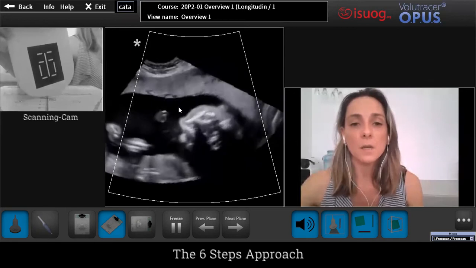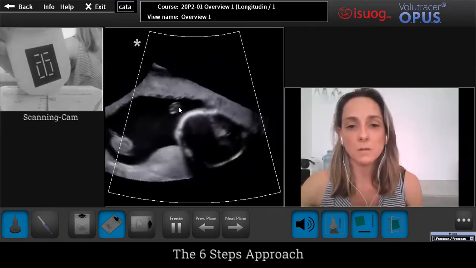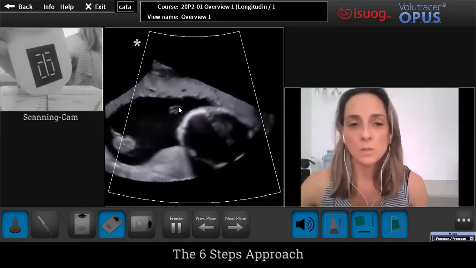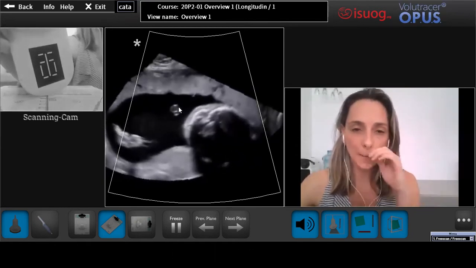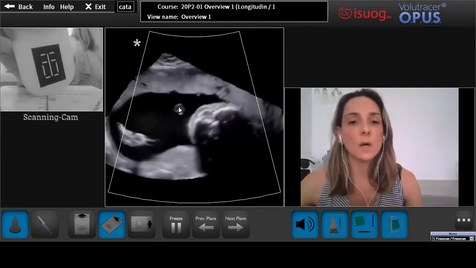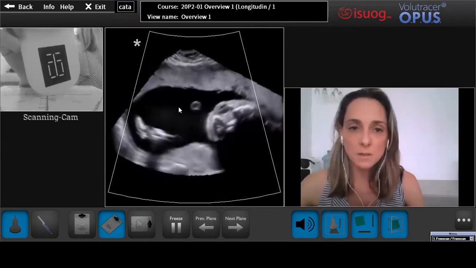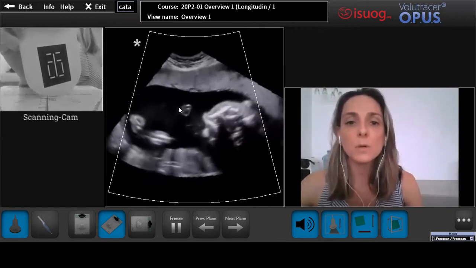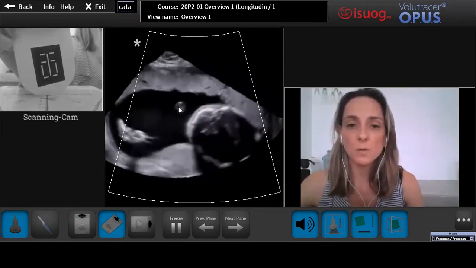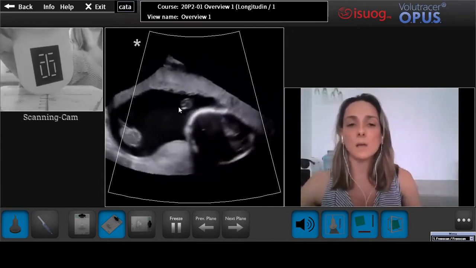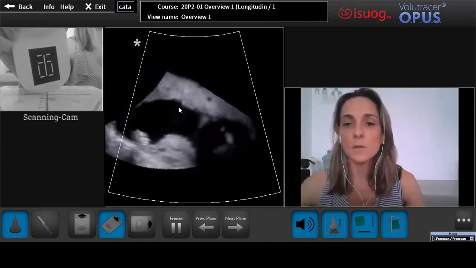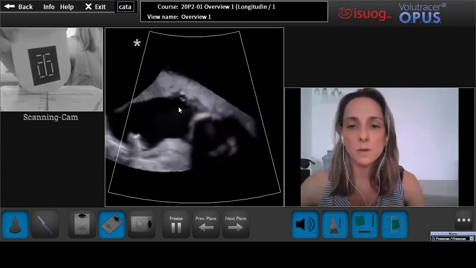And finally, we have probably done some first approach to the fetal biometry, which is going to be included in this fetal anatomy review anyway. So to start our fetal anatomy review, we are going to do the first sweep, the first overview sweep. This sweep is a longitudinal sweep from the pelvis of the mother to the fundus of the uterus.